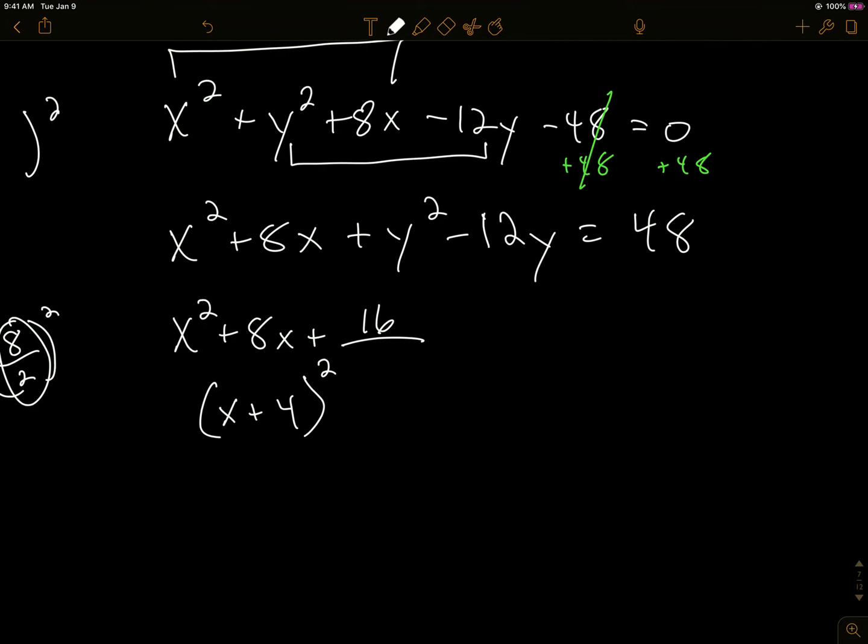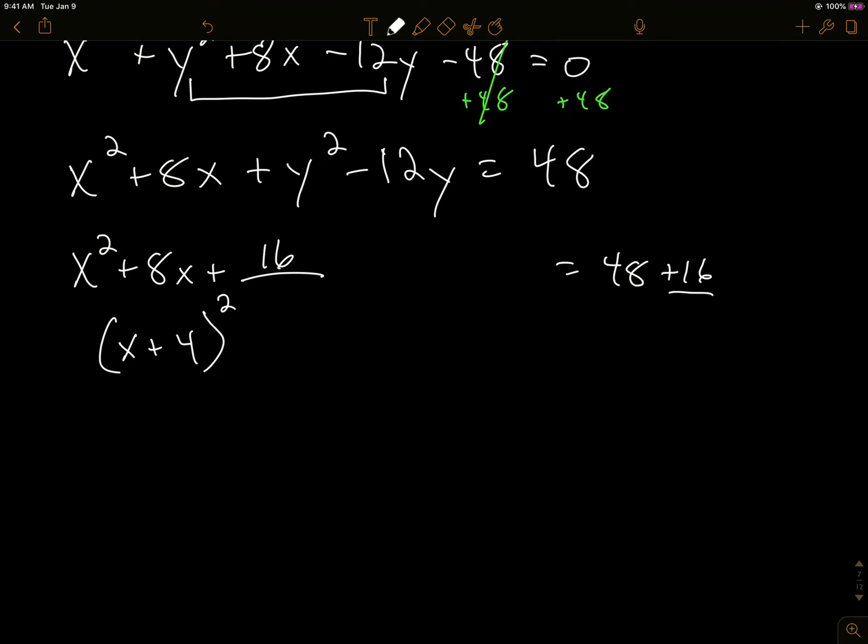The thing is, if I add 16 on the left, I got to add 16 on the right. So actually, I'm going to write that here. Equals 48 plus 16. Keep the equation balanced, okay? Now I'm going to do the same thing. I'm going to complete the square with the y's. So I've got plus y squared minus 12y plus something. I can make it a perfect square.